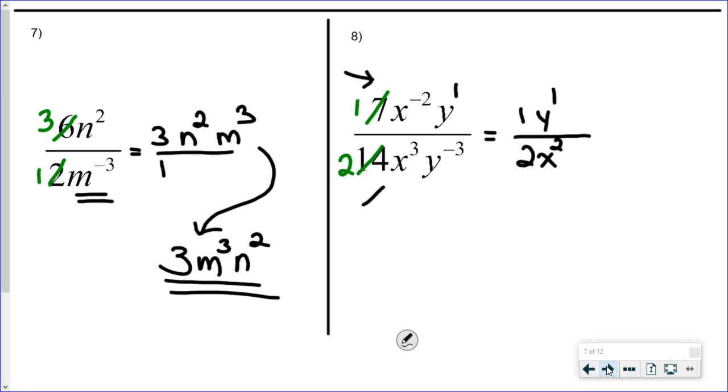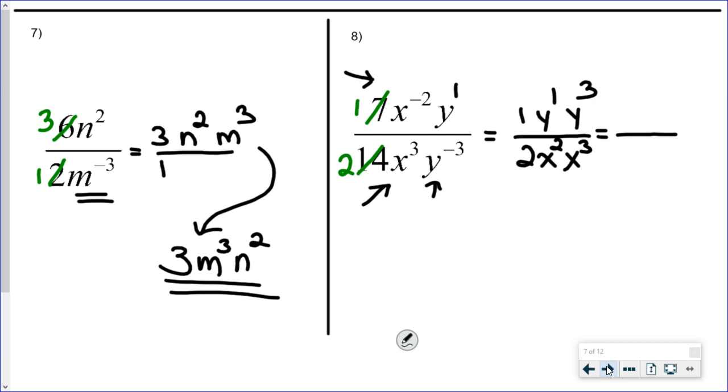Now I worry about the bottom. X to the power of 3 is positive. I don't move it, but the y has to move to the top to get rid of that negative. Remember, all you're doing is moving it, and that changes from a negative to a positive.